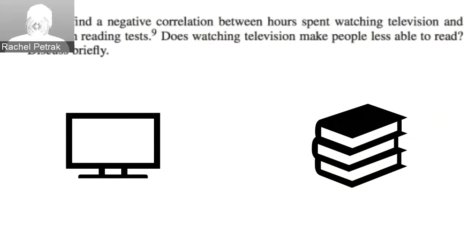Let's practice identifying one more third variable before we move on, because like I said, this is really important. Studies find a negative correlation between hours spent watching television and scores on reading tests. Does this mean watching television makes people less able to read? What do you think? Probably not. You can see the pattern here, but beyond that, why not? What's the third variable here that is associated with both hours spent watching television and scores on reading tests?